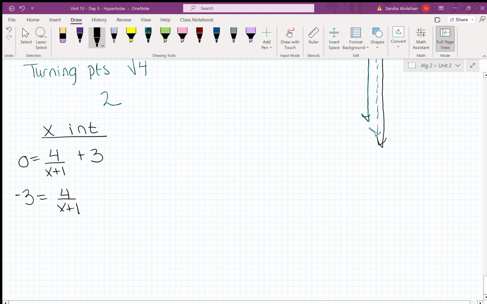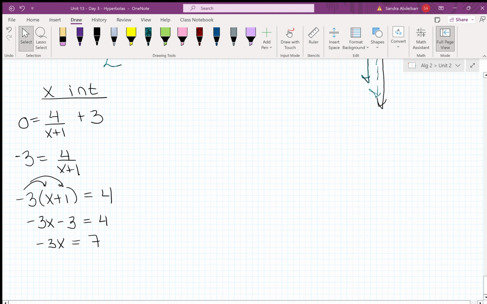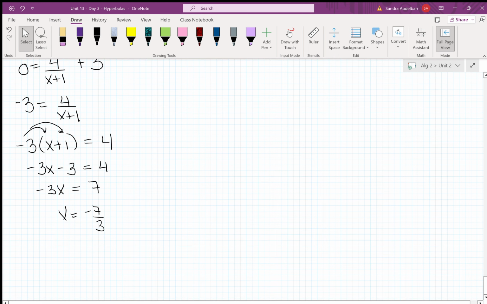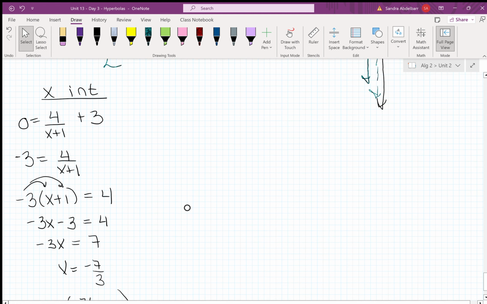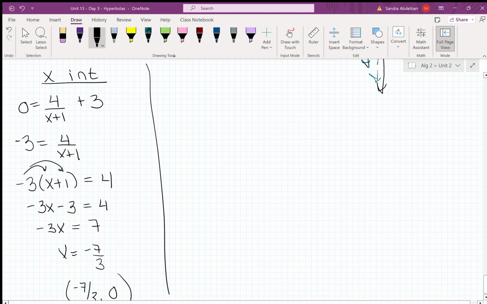Then we're going to get the x out of the denominator. So I'm going to do negative 3 times the quantity x plus 1 equals 4. Distribute in. We have negative 3x minus 3 equals 4. Negative 3x equals 7, so x equals negative 7/3. So this would be the point negative 7/3, comma, 0. That's the x-intercept.